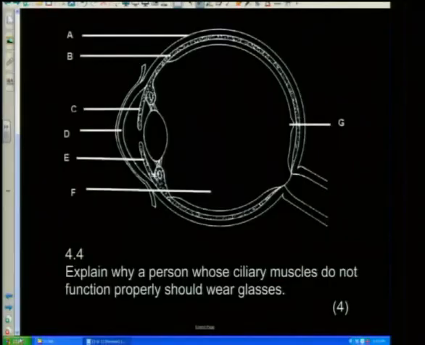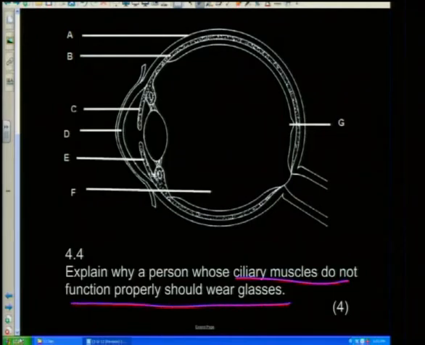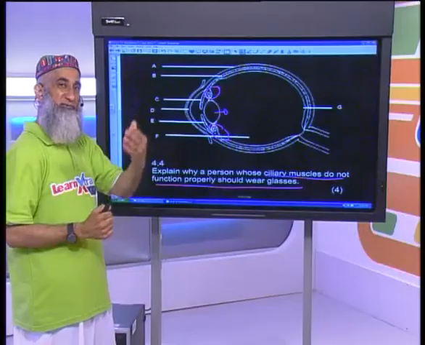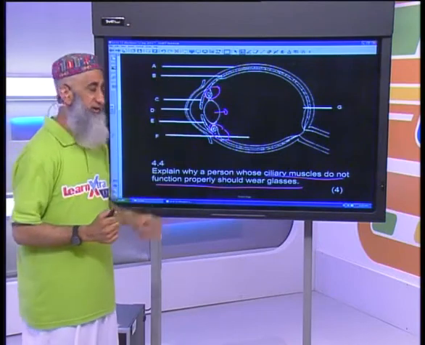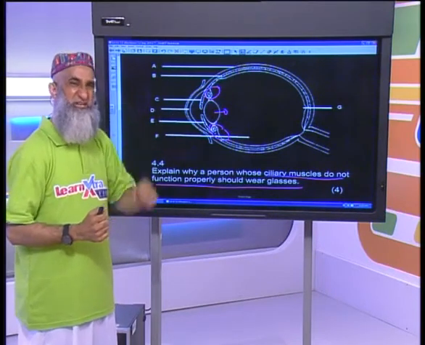Explain why a person whose ciliary muscles do not function properly should wear glasses. First of all, the ciliary muscles and body are in this area here. And attached to them are the suspensory ligaments, and attached to that is the lens. And the lens is our focusing part of the eye. When we want to see something closer or further away, this lens shape changes.